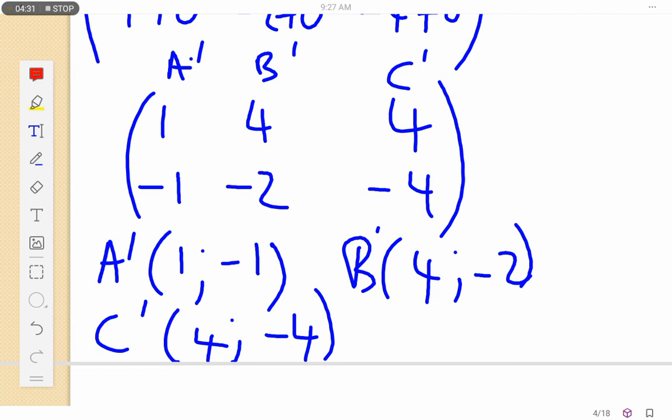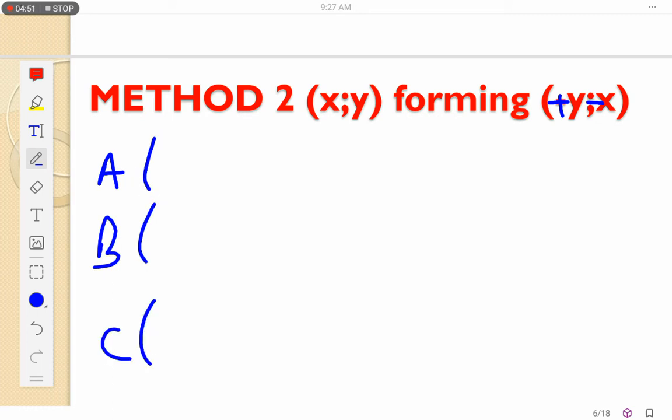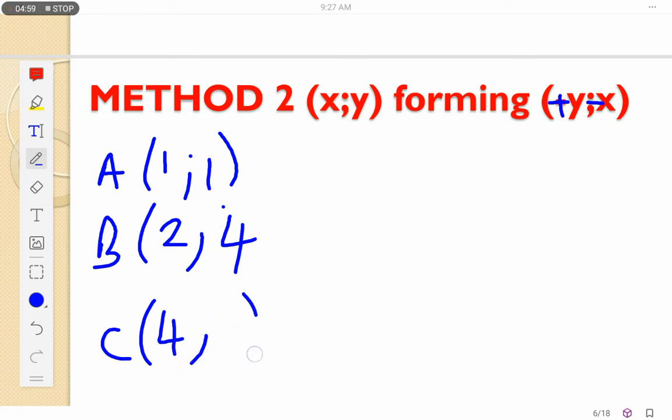Now I've got a second method, whereby we check the A vertices, B vertices, and C vertices. So we had 1 1, 2 4, and 4 4. So what we do for this one is this.